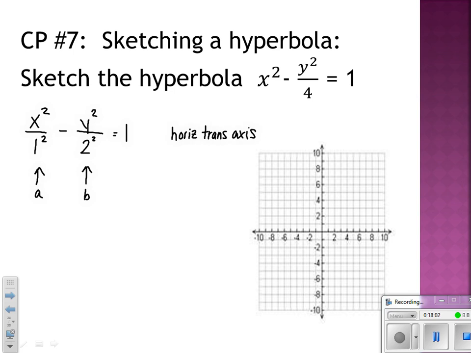Okay, so our vertices are going to be horizontal or side to side from each other. A is 1. So at negative 1 and positive 1, we're going to have our vertices. B is 2. Now remember, that's on your conjugate axis. So that's going the other way.